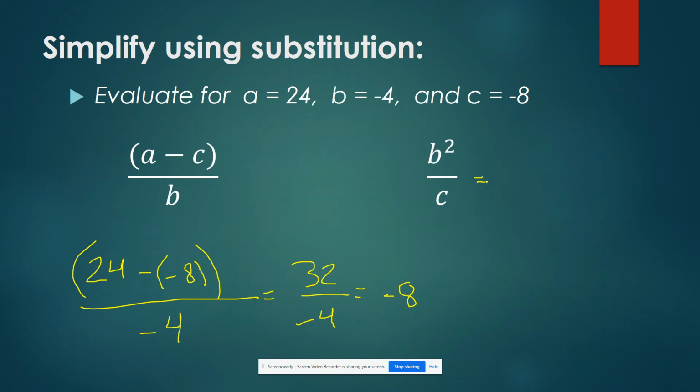This one here follows that exponent rule we talked about yesterday. It's negative 4 squared. B is negative 4, and it's being squared. What is negative 4 squared? It's positive 16. C is still negative 8, so this is really just 16 over negative 8, and that's going to give us negative 2.